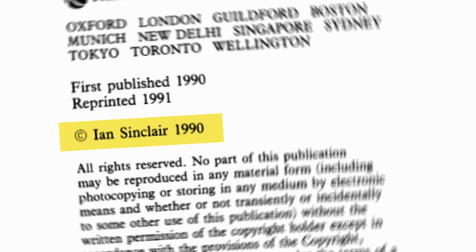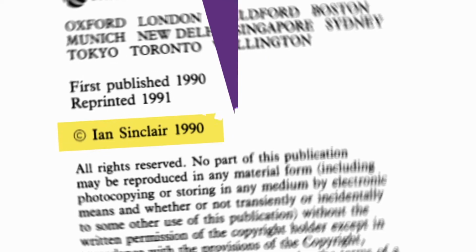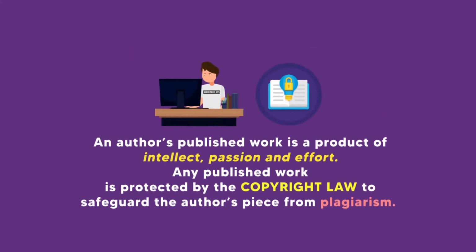Have you ever wondered what that encircled C in books stands for? That actually means that it has a copyright and it belongs to someone. It is important to remember that an author's published works are a product of intellect, passion, and effort. Any published work is protected by the copyright law to safeguard the author's piece from plagiarism.